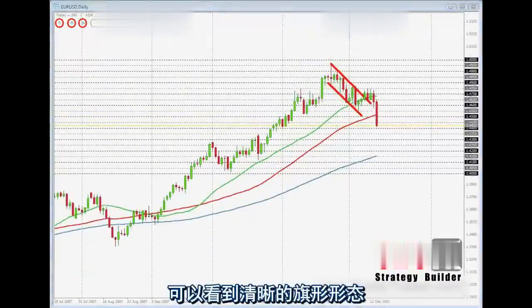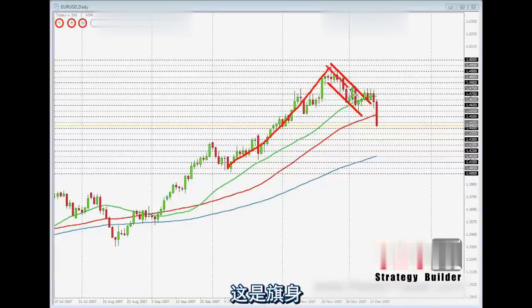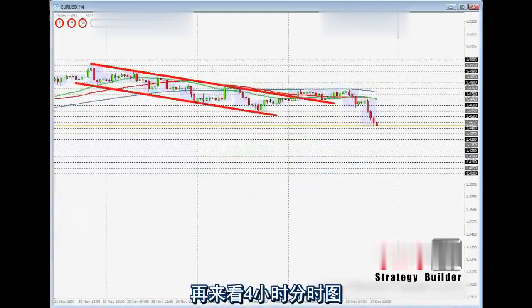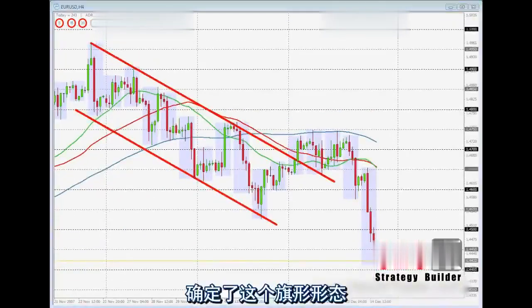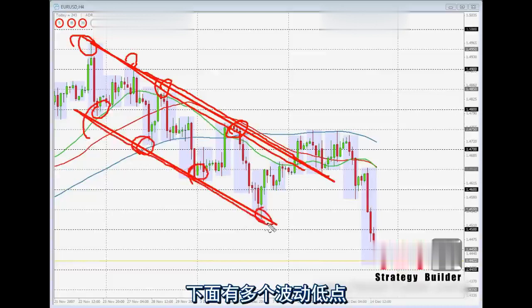We had a clear flag formation, which we saw in chapter number 2 of this trading course. Here is the pole of the flag, and here is the flag itself. I was looking to try a breakout to the upside. Looking into the 4 hours time frame, which in this case was my trigger chart, we identify the flag formation. It's a very clear flag formation, with multiple swing highs topping out at the flag top, and multiple swing lows bottoming out at the flag bottom.